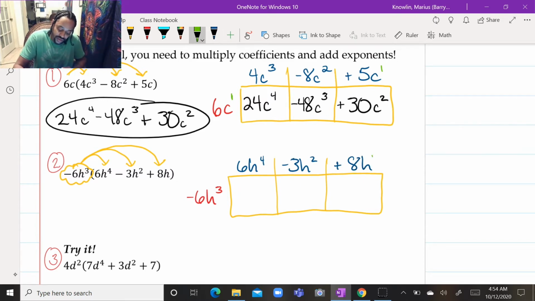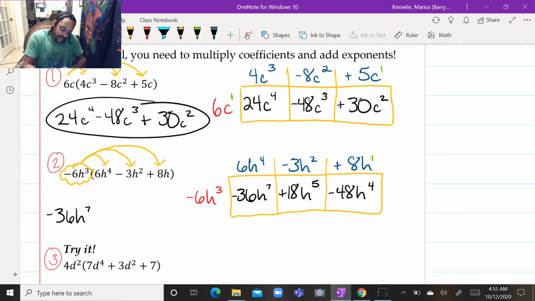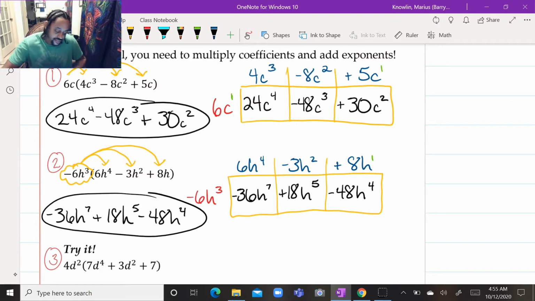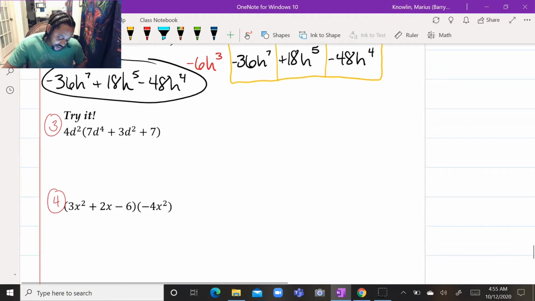Now, for the variables that don't have exponents, put a 1. And remember, to get what goes in the box, we multiply the coefficients and we add the exponents. So that's going to be negative 6 times positive 6, which is negative 36. We're going to add the 3 and the 4. That makes h to the 7th. A negative times a negative is a positive, and that's going to be positive 18. We add the exponents. That's going to make h to the 5th. And the last one, a negative times a positive is a negative. That's going to be negative 48. Add the exponents. 3 plus 1 is 4. So then we write our final answer: negative 36h to the 7th plus 18h to the 5th minus 48h to the 4th. Final answer.